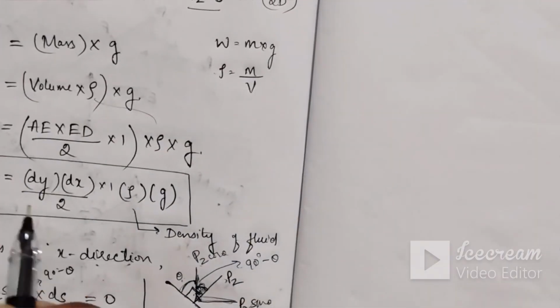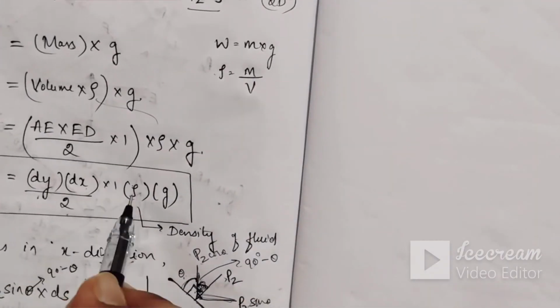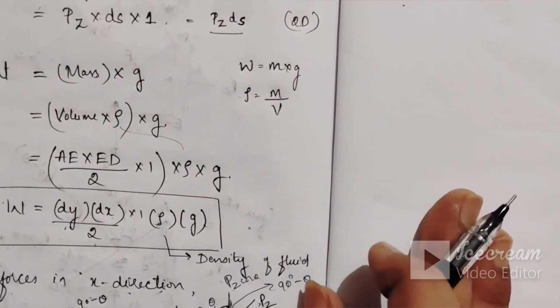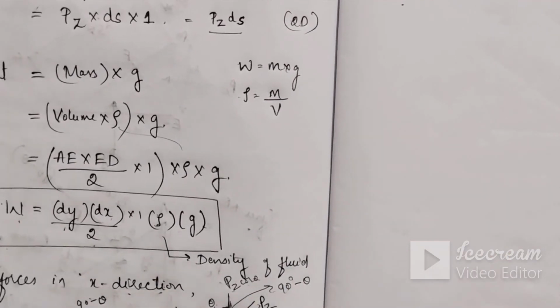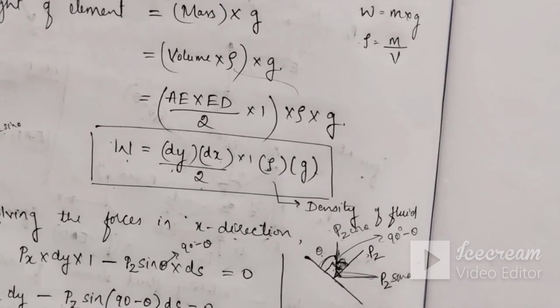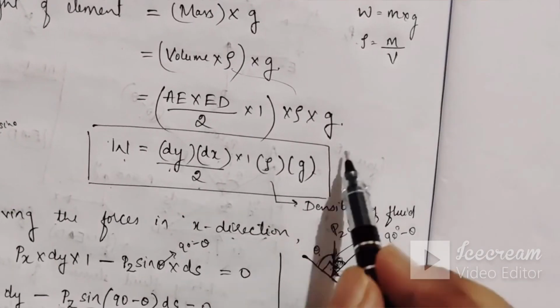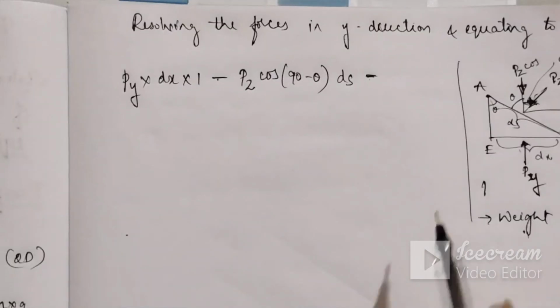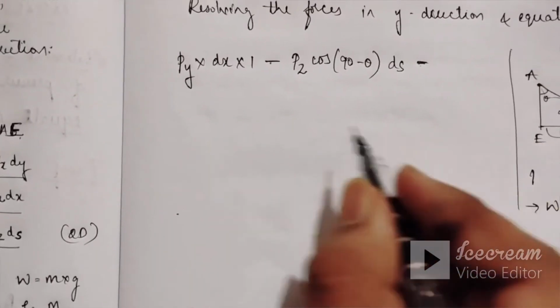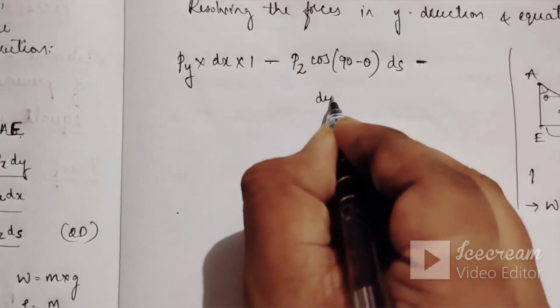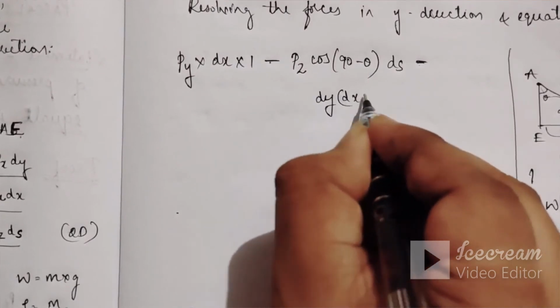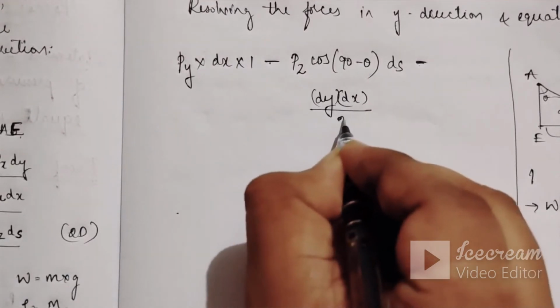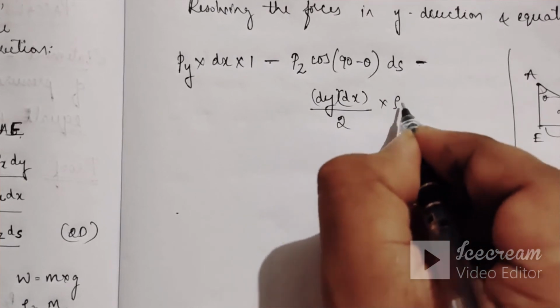What is that? dy into dx by 2 into rho into g. This is the weight term. Okay, I'll show you. The weight of the element we already calculated. I'll just copy that, don't ask where it came from. That is dy into dx divided by 2 into rho into g.